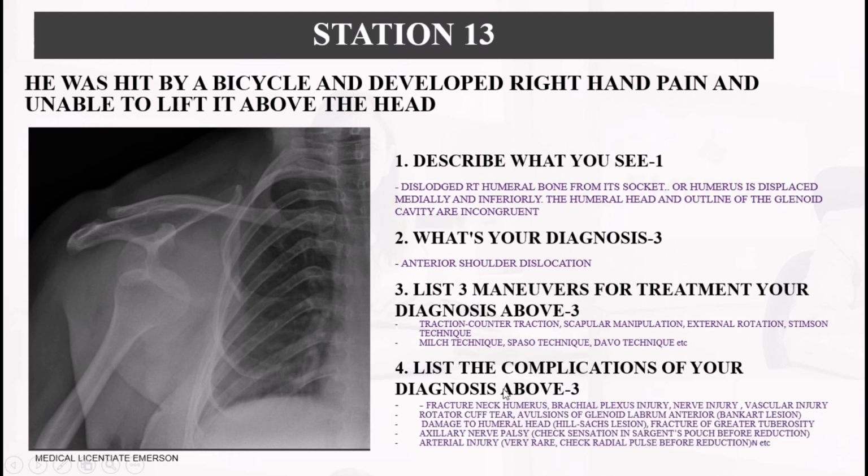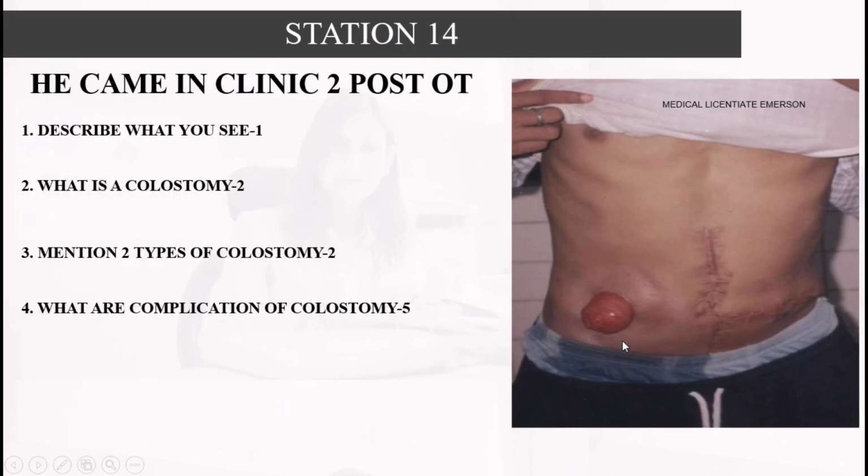Then complications of this diagnosis: we have fracture of the neck of the humerus, brachial plexus injury, nerve injury, vascular injury, rotator cuff tear, avulsion of the anterior glenoid labrum. We can also have damage to the humeral head. We can also have fracture of greater tuberosity, axillary nerve palsy. We can also have arterial injury, which is very rare. So to know if it's there, you have to check the radial pulse before reduction. Okay, so this is station 14.